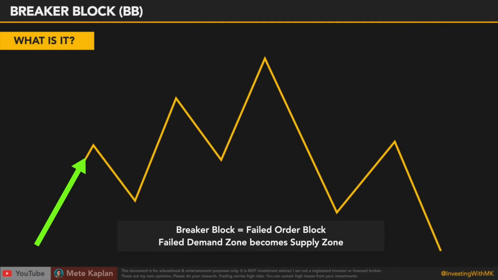We keep making break-of-structures creating order block zones to trade. However, if every order block worked, we would be the richest people alive. This is why I stopped answering questions like, which order block will work?